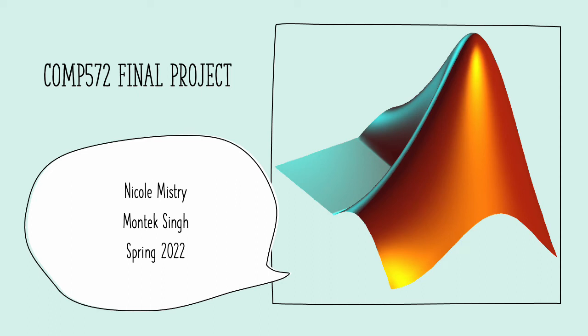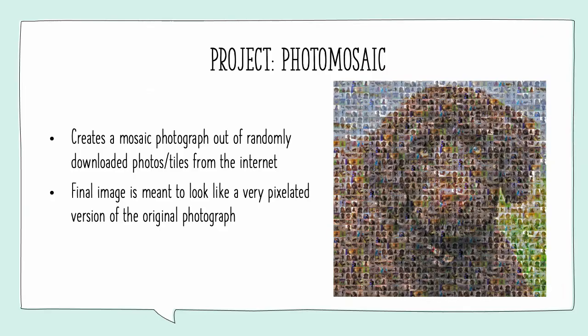I'm a senior graduating from UNC Chapel Hill this semester, and this is my final project for COMP572, Computational Photography. For this project, I decided to choose the photo mosaic option, which means that I was basically trying to write code that would generate a photo from a bunch of photos. That sounds kind of confusing, but you can see an example of it to the right here. Essentially, the final image is meant to look like a very pixelated version of the original photograph, and my code basically just uses a bunch of randomly downloaded images from the internet.